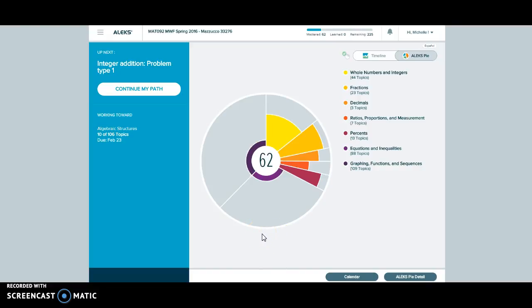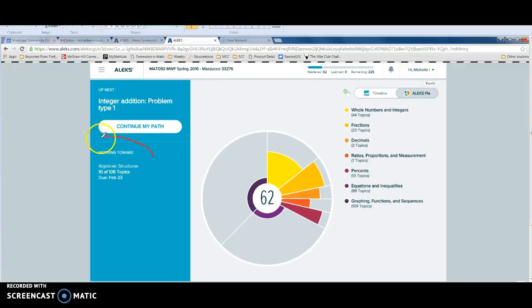The goal is at the end of this class, this whole entire chart will be completely filled with color. So after you take your test, this is showing you how much you know out of a whole class that you're going to learn within this semester here. The next thing I'd like to point out is over here on the side.